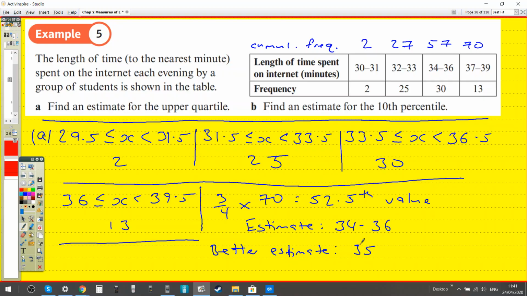So now, which would it be closer to, 34 or 36, if it was the 52nd point sixth value? So 52.5 is pretty close to 57, which is the very end of this group. And so would it be closer to 34 or 36?